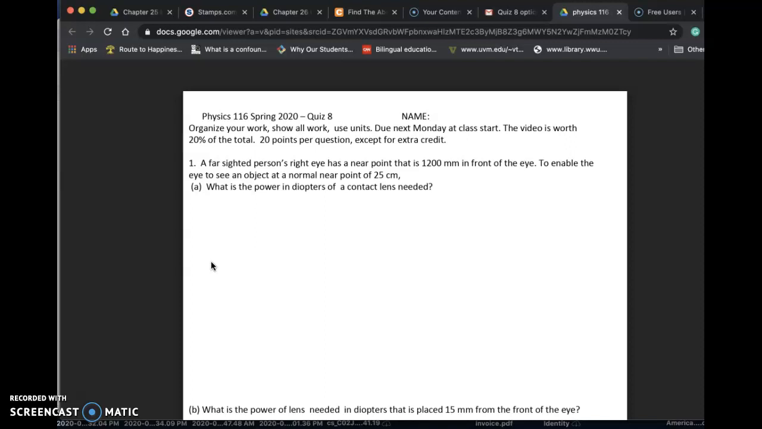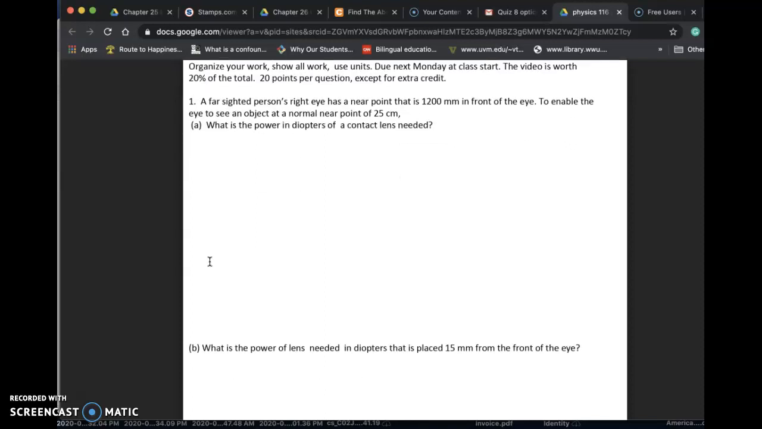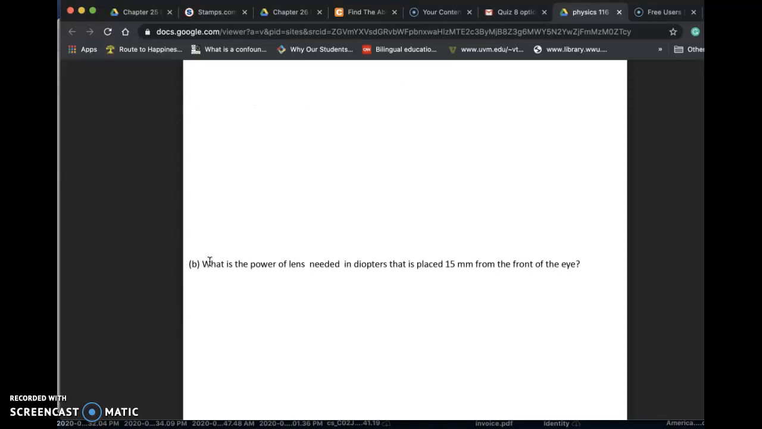Anyway, today we'll be going over Quiz 8, which is a continuation of optics in the eye. For this first part, we have a far-sighted person's right eye with a near point of 1200 millimeters in front of the eye. To enable the eye to see an object at a normal near distance of 25 centimeters, what is the power in diopters of a contact lens needed? And the same idea is to be applied for when there are eyeglasses that are 15 millimeters in front of the eye.